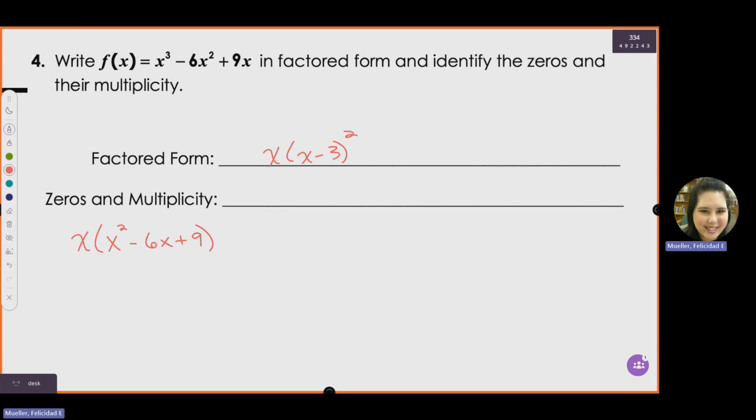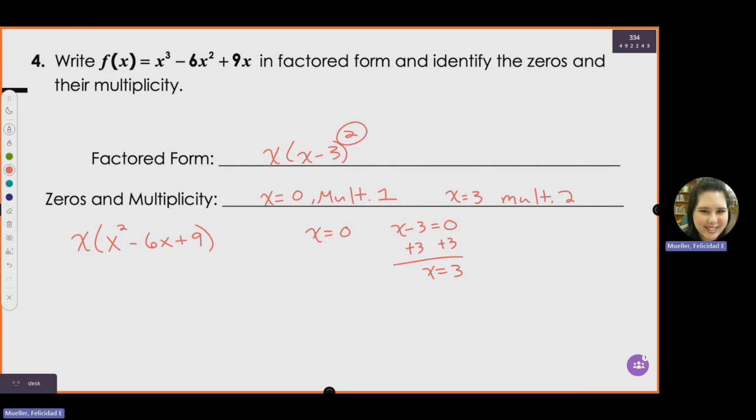I do have 2 zeros, so we're going to set each factor equal to 0. First one's done. Second one, we need to add 3, so we get x equals 3. So x equals 0 with a multiplicity of 1, because it only happens once. And then x equals 3 with a multiplicity of 2, because we have the exponent.